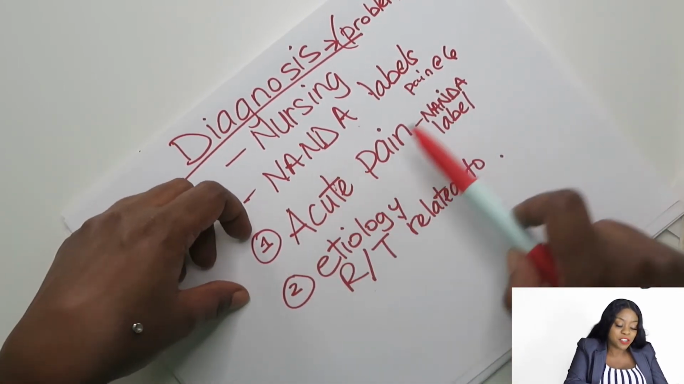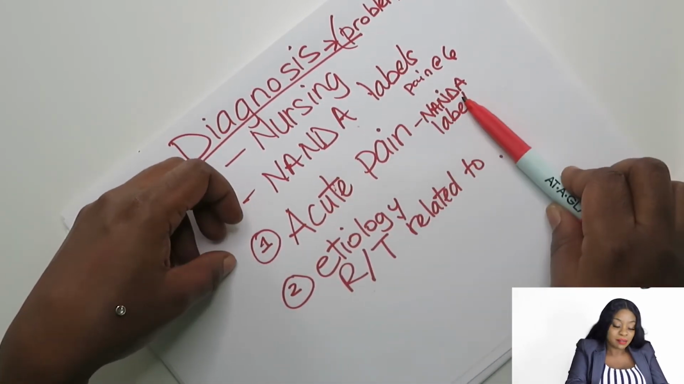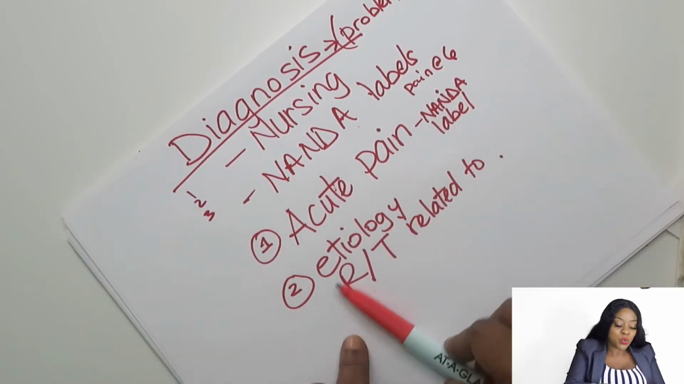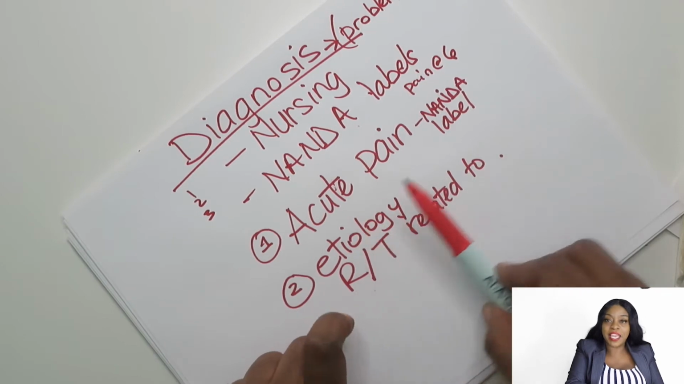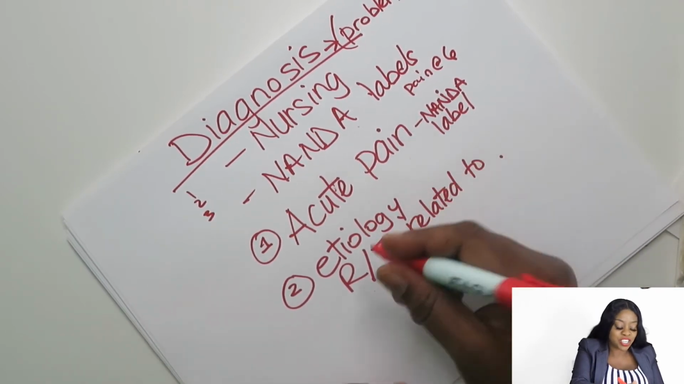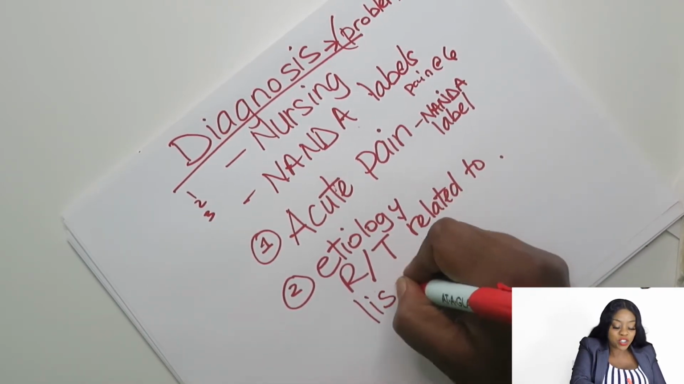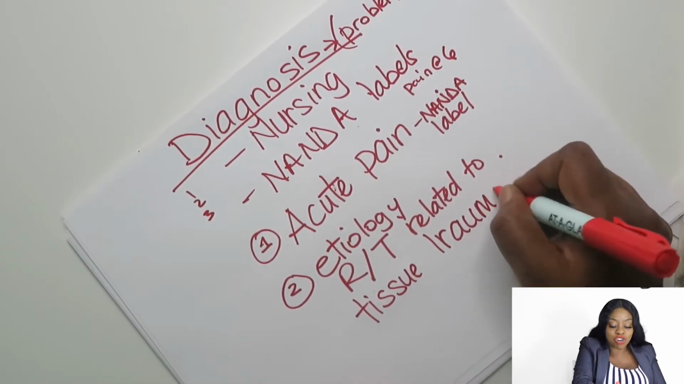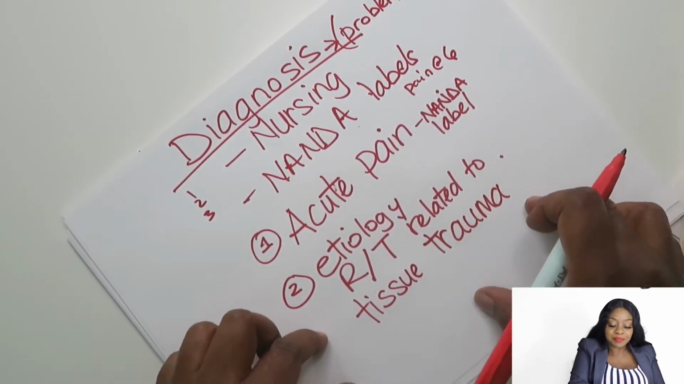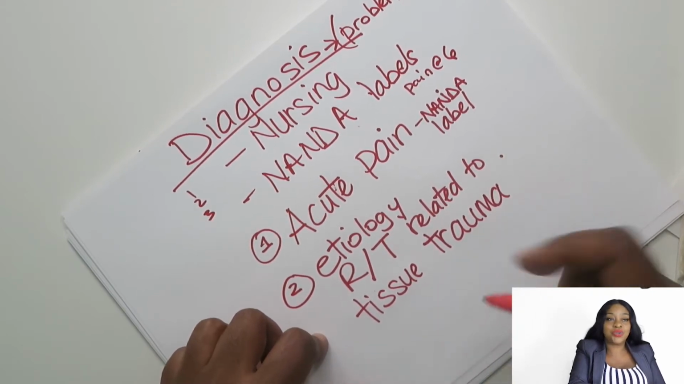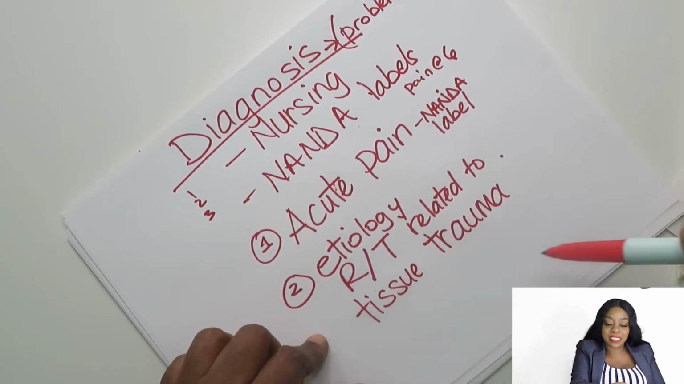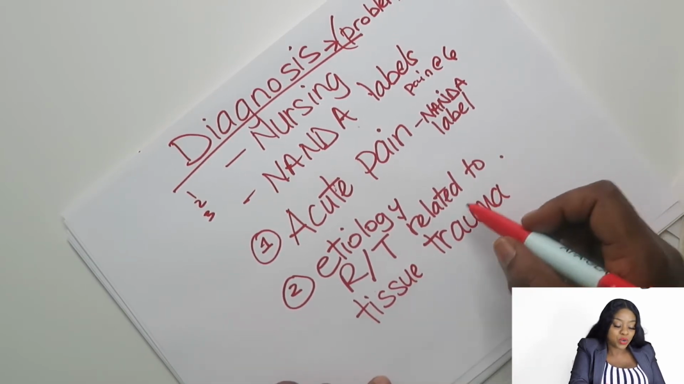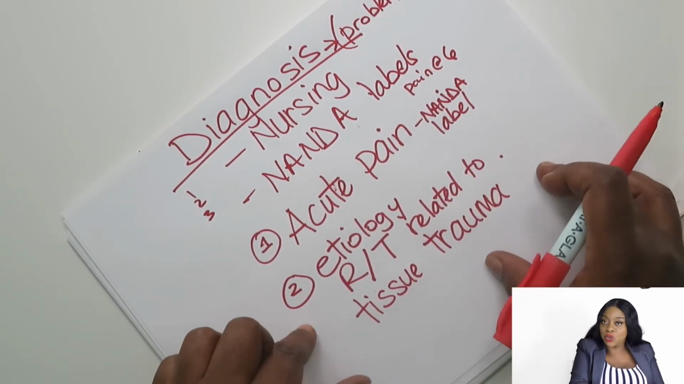So again, the first thing is the acute pain, right? We got that from our nursing diagnosis handbook. We need an etiology of the pain or a related to factor, and that is going to be, in this case, it could be related to tissue trauma, right? There's trauma to the tissue from that surgeon's incision, that surgeon's cut, right? So that could be a related to factor.